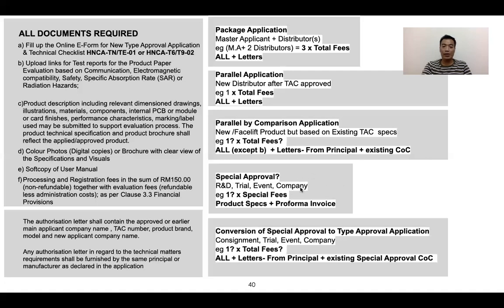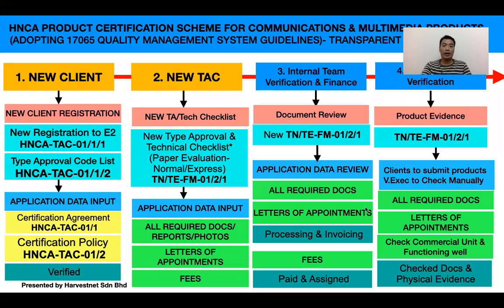All right. Of course, if you're doing an R&D trial or event, you need to showcase some concept products, kindly get special approval. If you are converting from special to type approval, again, you need to fulfill all, plus the letters from principal, plus your existing special approval COC in order for us to expedite your application, right? And in terms of the whole certification scheme, we are based on ISO 17065, where everything will be transparent.